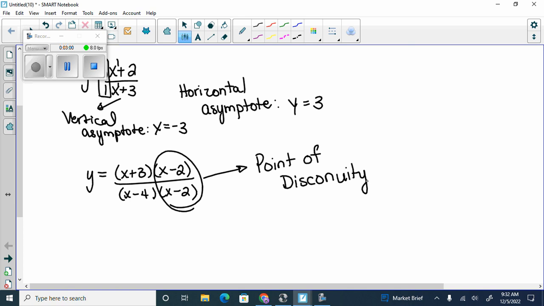Discontinuity. Missing some letters in there. Anyways, we have x equals 2. How do we get the y? Plug 2 into the simplified version. So we put y equals 2 plus 3 over 2 minus 4, which is 5 over -2.